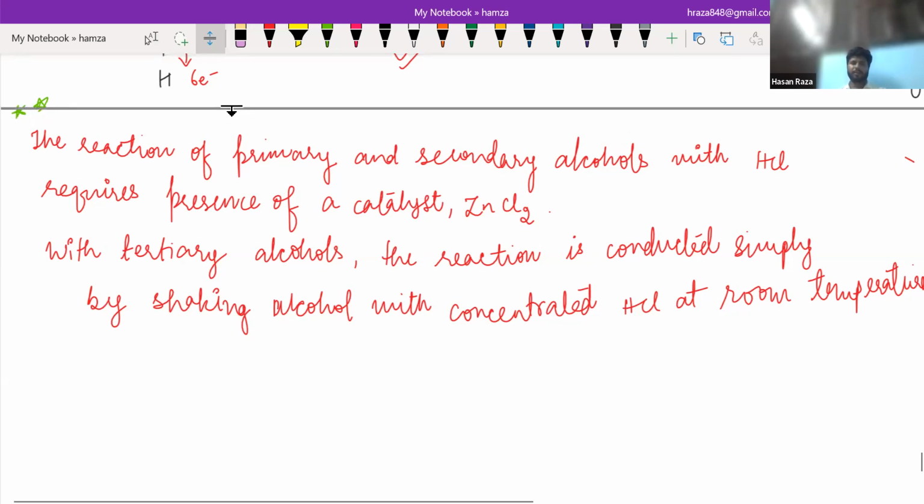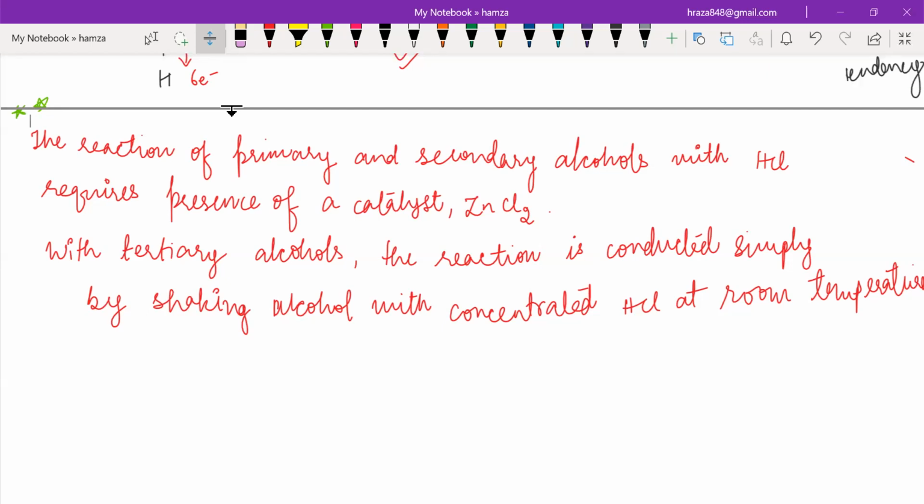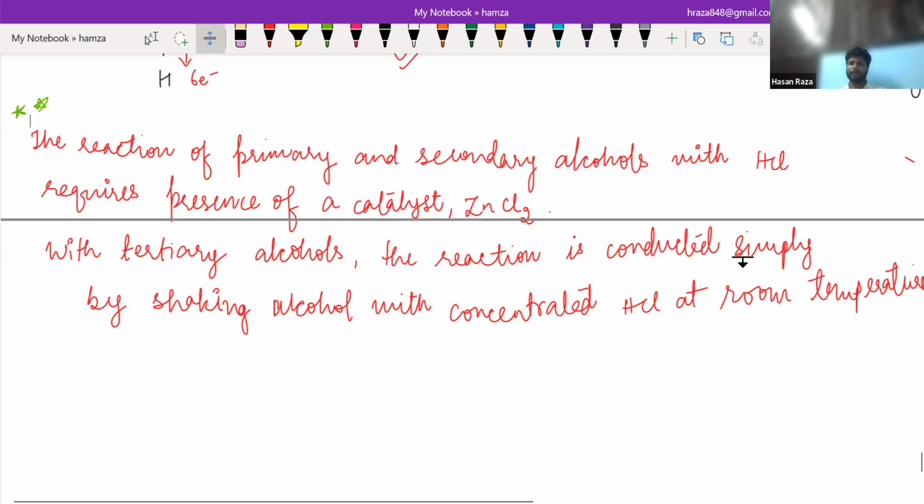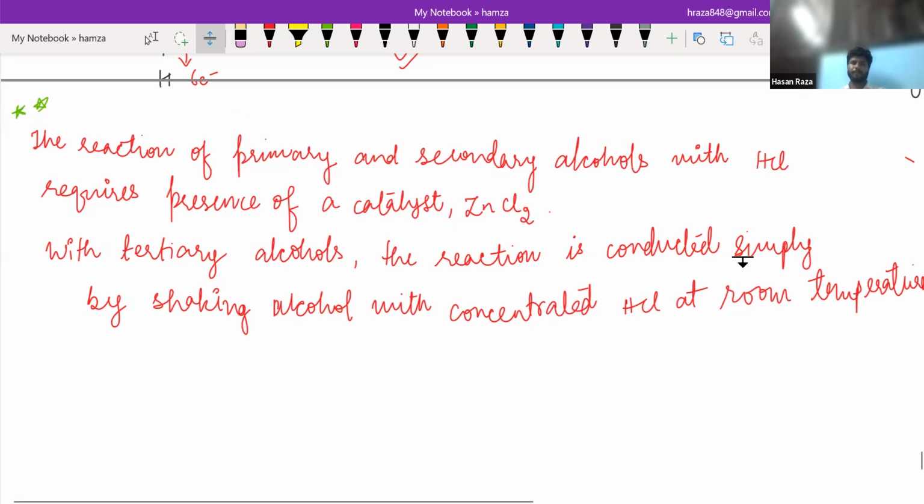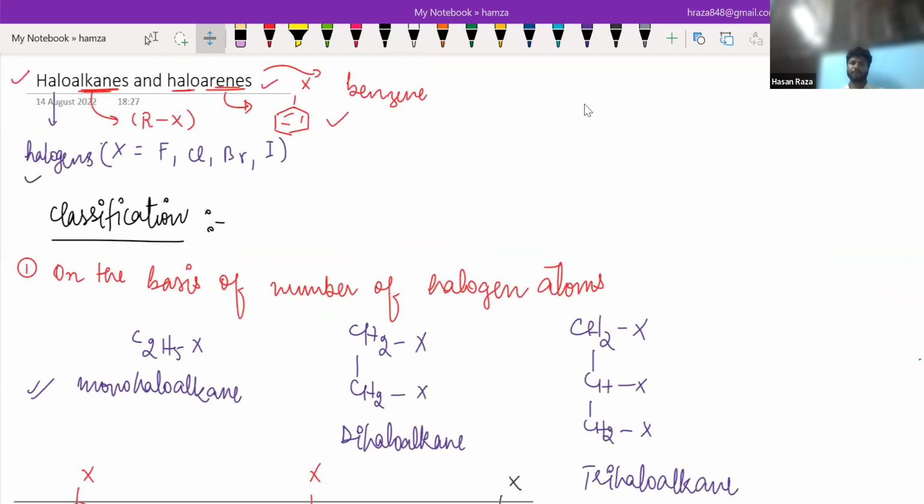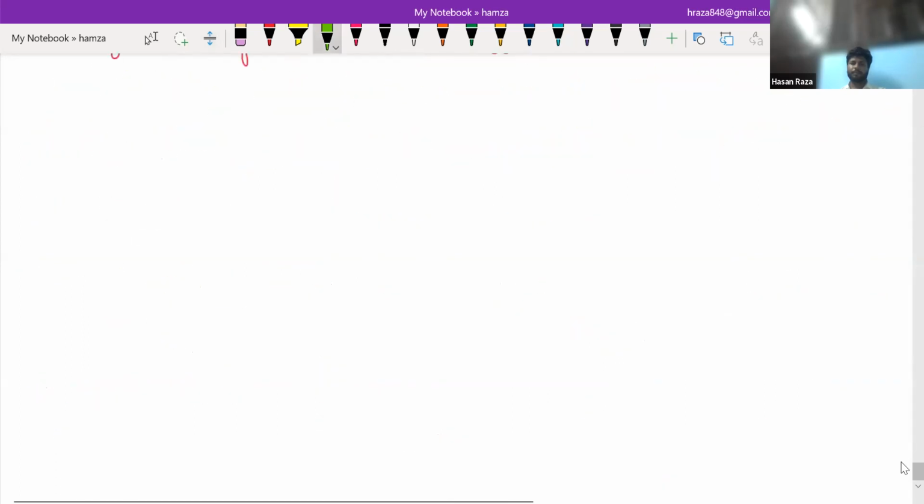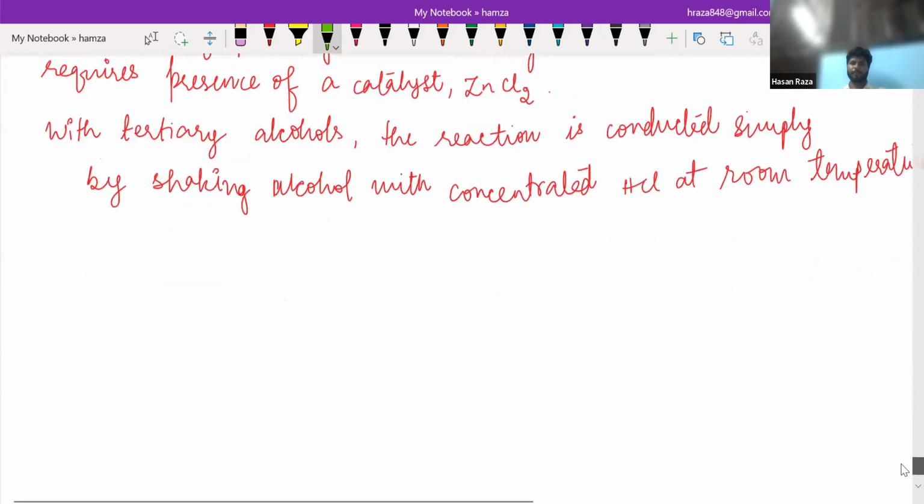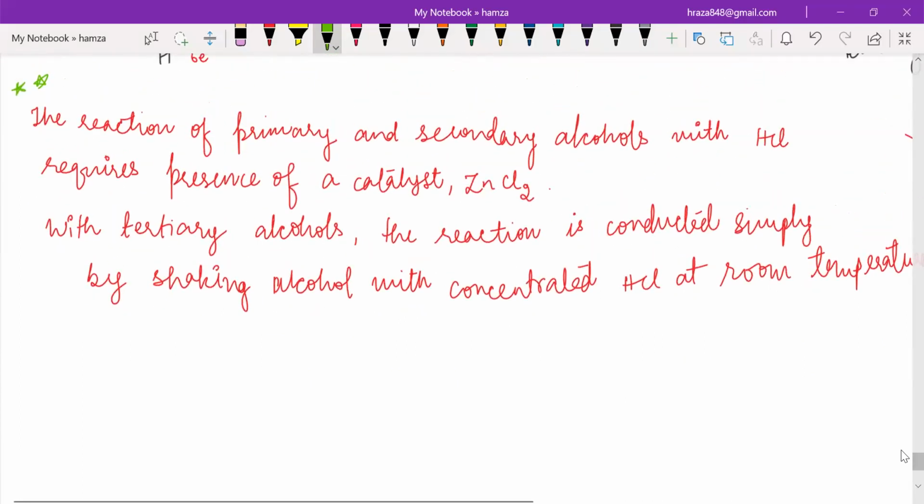Let me know when you are done with this. This was only the first method of preparation of haloalkane from alcohols. Yes, sir. Finish. Hamza, Sneha. Hamza, are you done with this? Yes, sir. Okay.